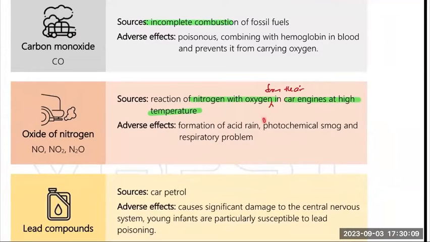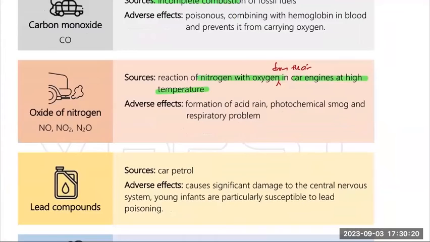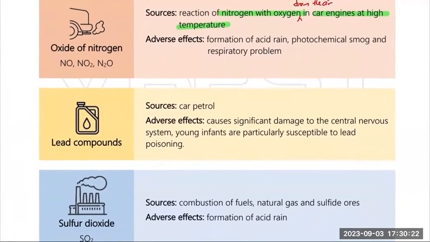Then the adverse effect. The most famous one is acid rain. That's all. But they do ask about photochemical smog. Photochemical smog also comes from oxide of nitrogen. That's all.